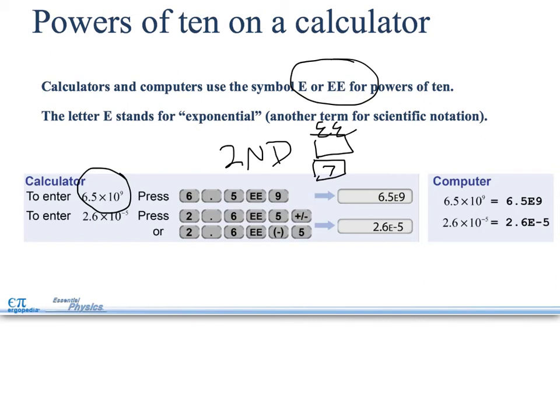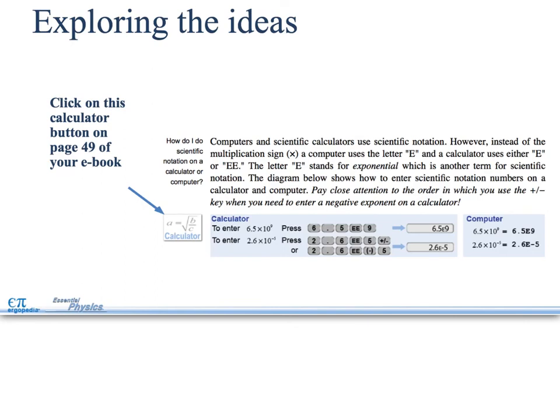If we have 2.6 times 10 to the negative 5, we'd enter 2.6 EE, then negative, where's your plus and minus button. It's usually down by your 0, and then 5, and it'll look like this in your calculator: 2.6 e to the negative 5. If you look on page 49 in your ebook, there's a calculator button there, and this is going to give you practice to run through some of these problems, and it'll explain and help you work with scientific notation. Also, if you have your own calculator, it works well that way too.